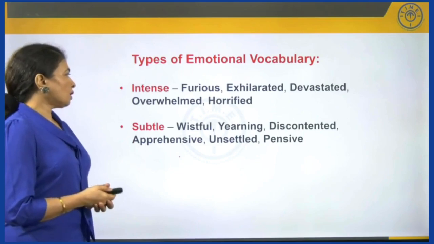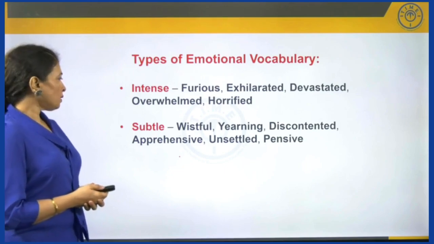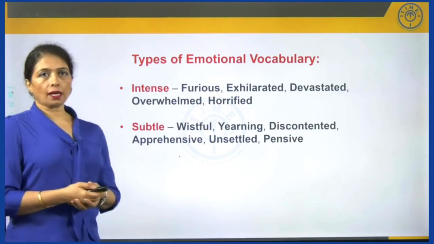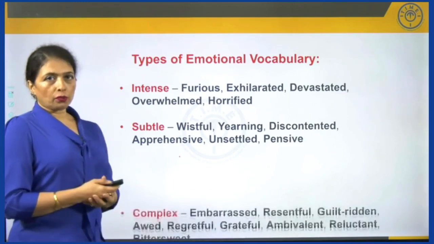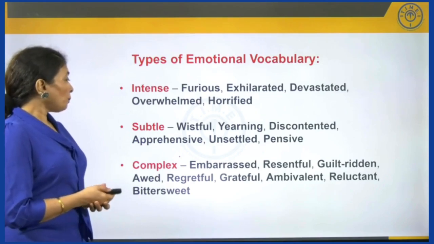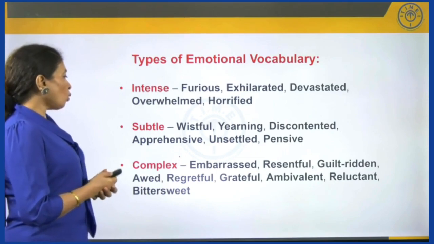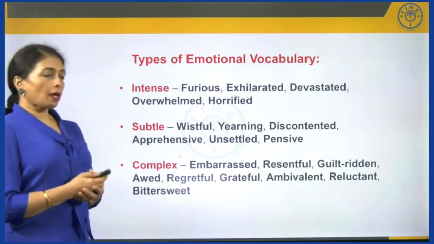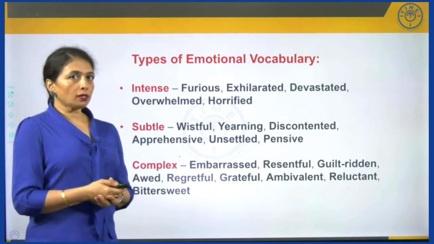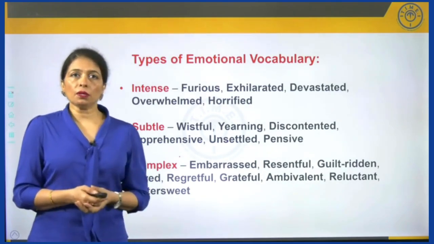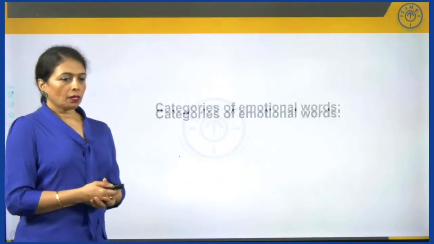Then we come to the subtle ones: wistful, yearning, discontented, apprehensive, unsettled, and pensive are a few examples of subtle emotional vocabulary. Then there are complex words like embarrassed, resentful, guilt-ridden, awed, regretful, grateful, ambivalent, reluctant, bittersweet, etc. Do try to take a look at them, keep them in mind, and also try to learn how to use them as well.